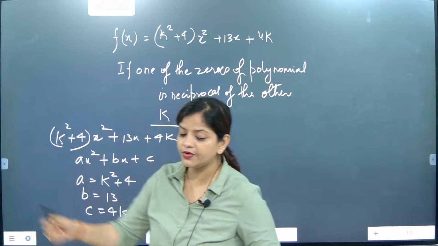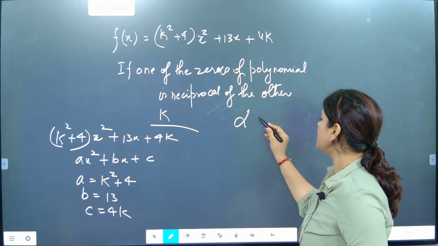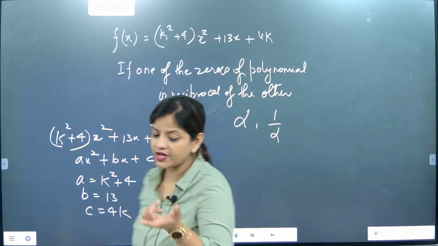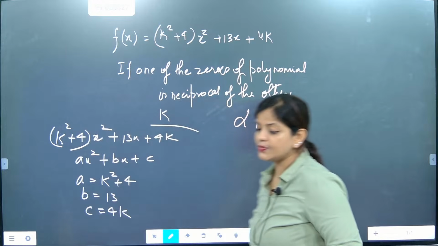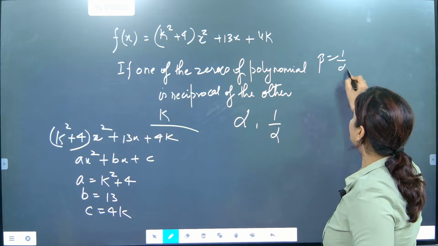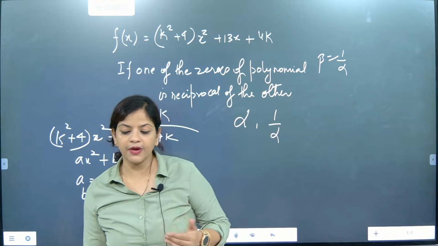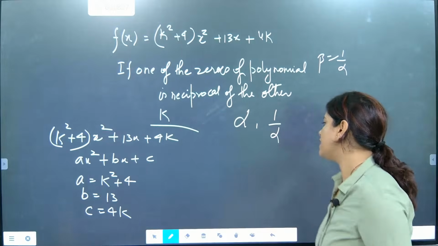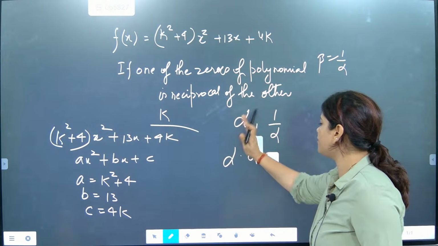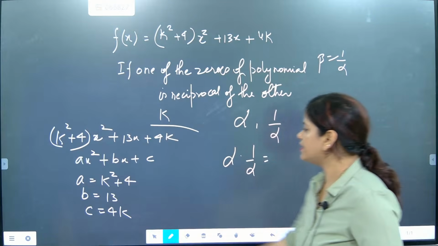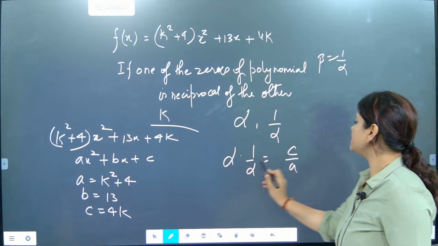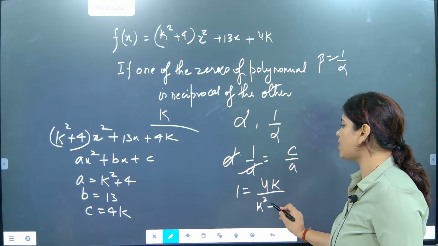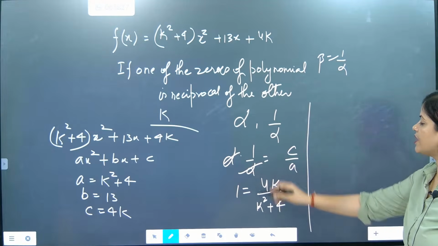Now go for directly the shortest one. What is the shortest one? Because alpha is reciprocal of beta, beta will be equal to 1 by alpha. So directly we will go for the product of it. The product of it will become this, and it will be equal to c by a. So here this and this will be cancelled. 1 is equal to c is 4k and a is k square plus 4. That's its story over. From here you can multiply that part.